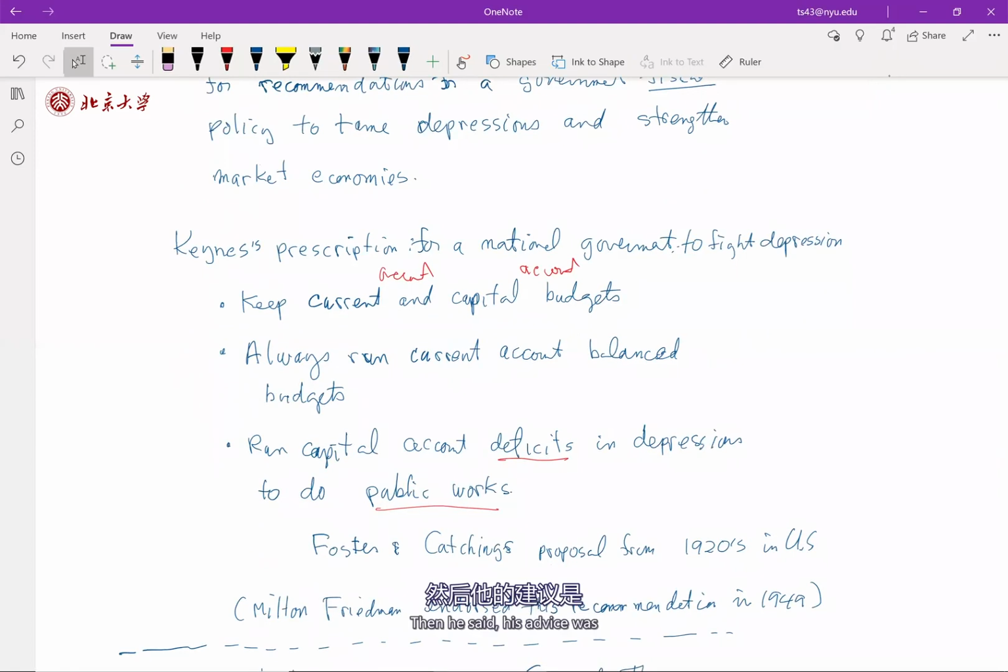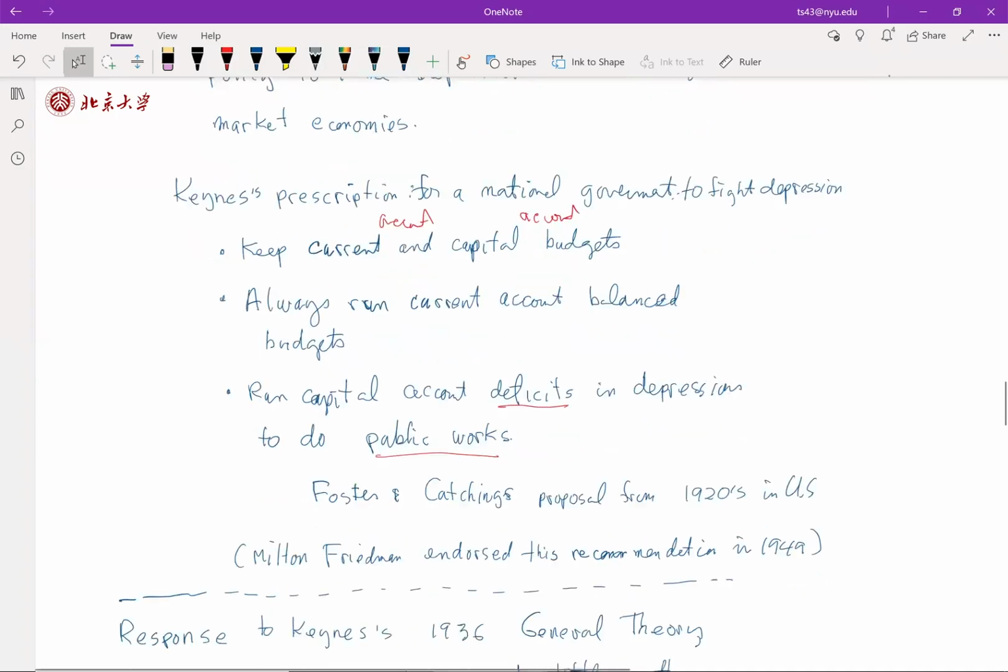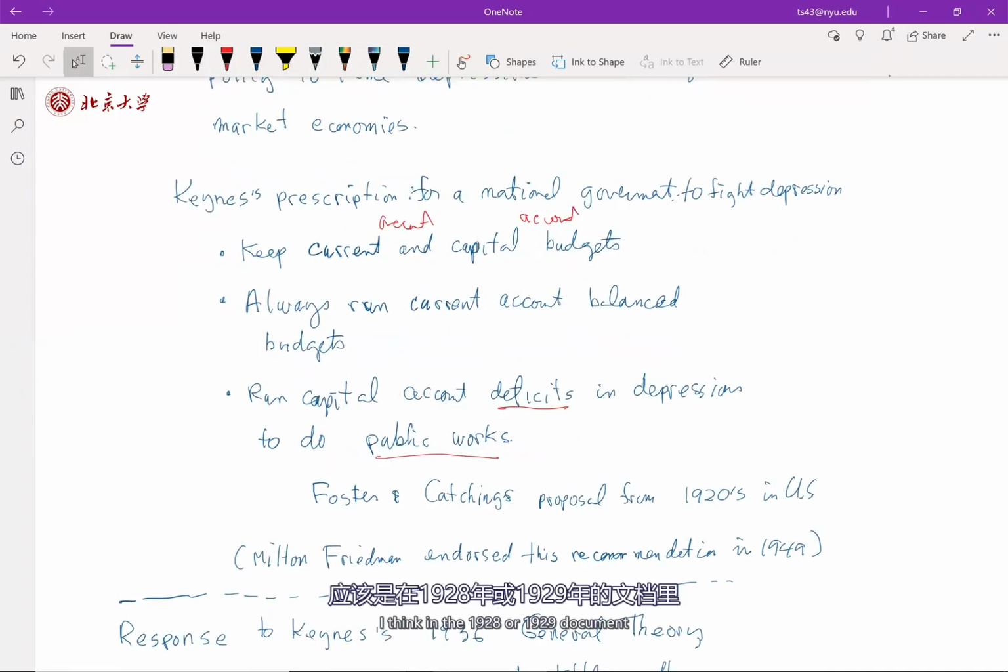then he said his advice was on the current account budget, always balance it. Whatever you spend, you should have the revenues, tax revenues to do it. So you always run a balanced budget on the current account. So when people say Keynes was in favor of big deficits, that's kind of slandering Keynes. That's not what he said. You can't find it in the General Theory, and you can find what I'm reporting in his, I think it's a 1928 or 29 document where he gives his recommendations.